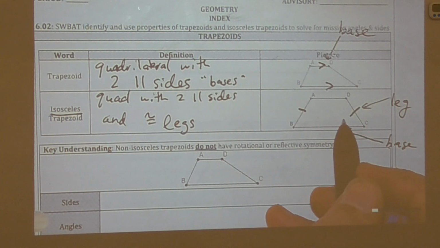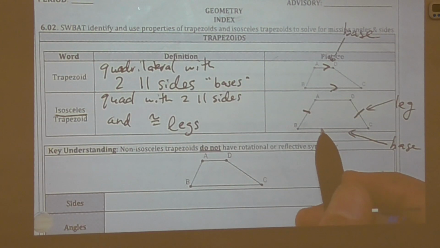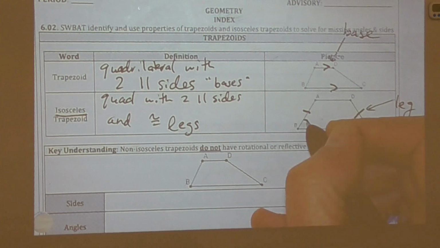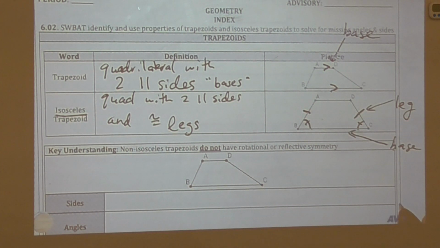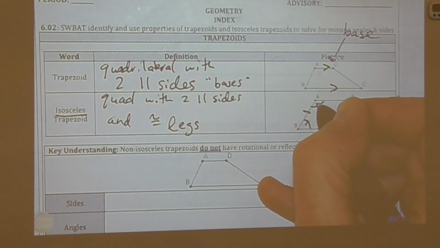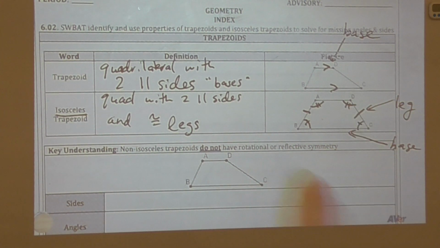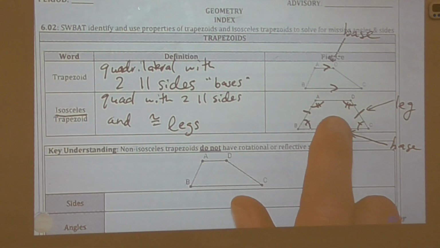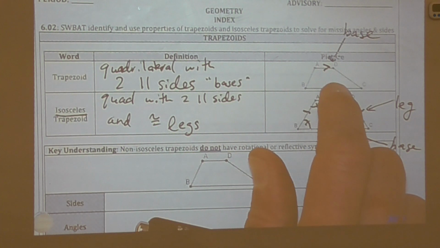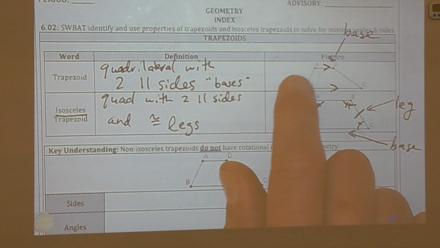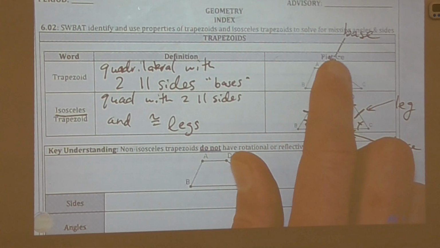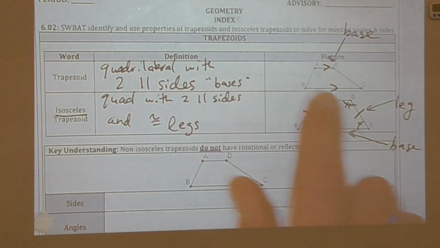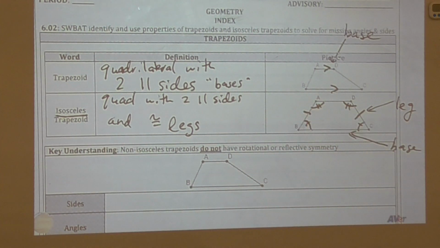Because we have congruent legs on an isosceles trapezoid, we also get some congruent angles. So we get base angles congruent. So angle B is congruent to angle C, and angle A is congruent to angle D. That's on an isosceles trapezoid. On some regular trapezoid, or irregular trapezoid, I guess we might say, we don't know if there are any congruent angles. In both cases, because they are quadrilaterals, the total of all the angles is 360.